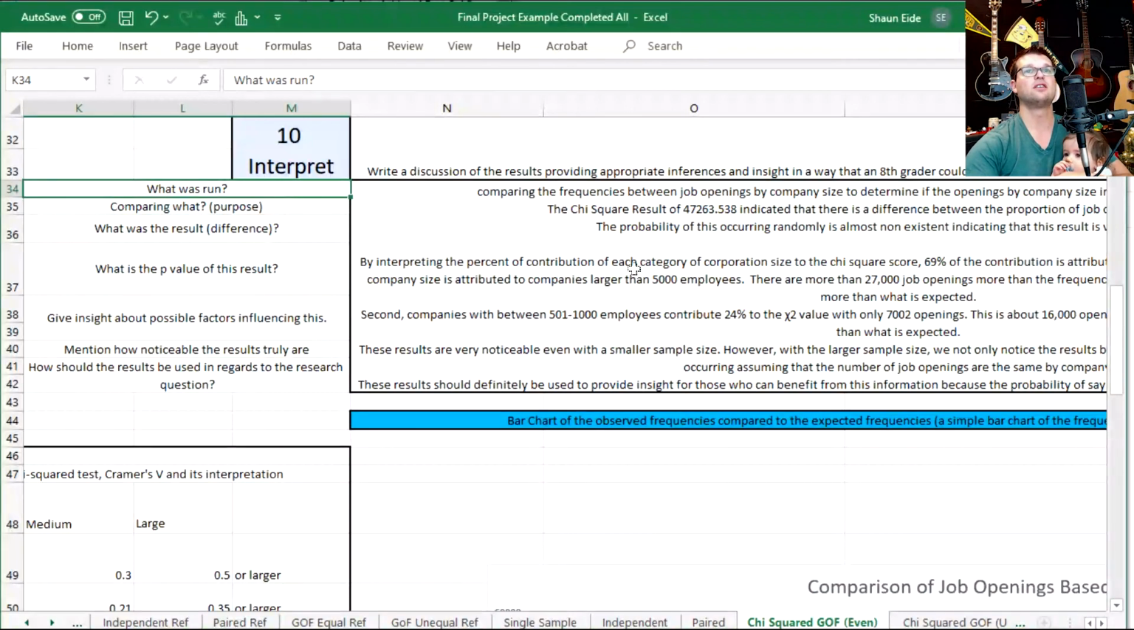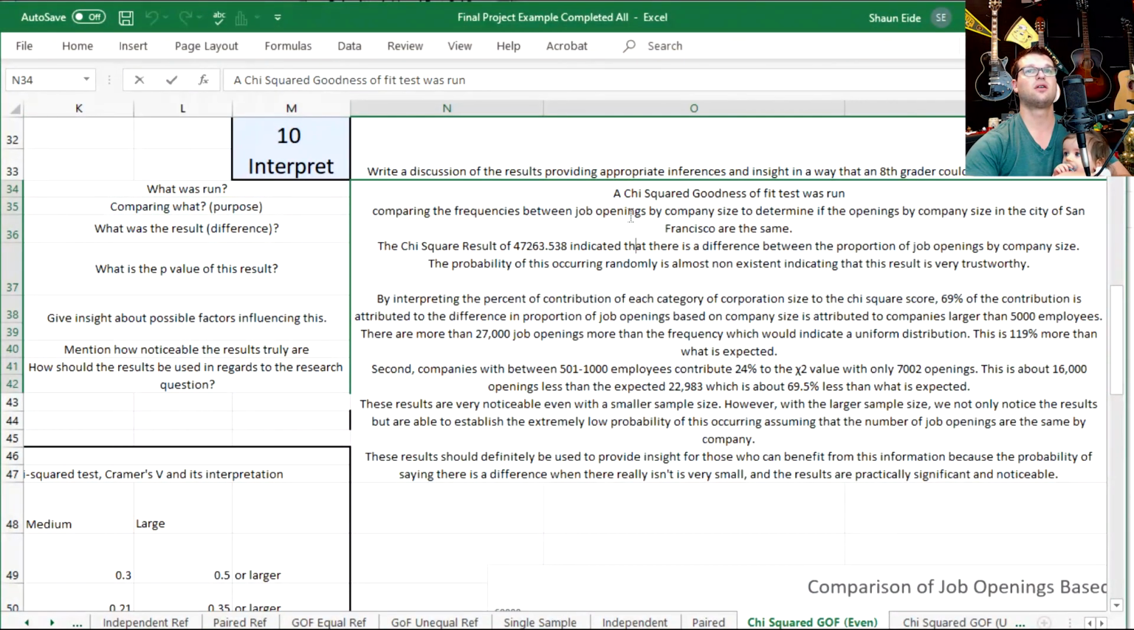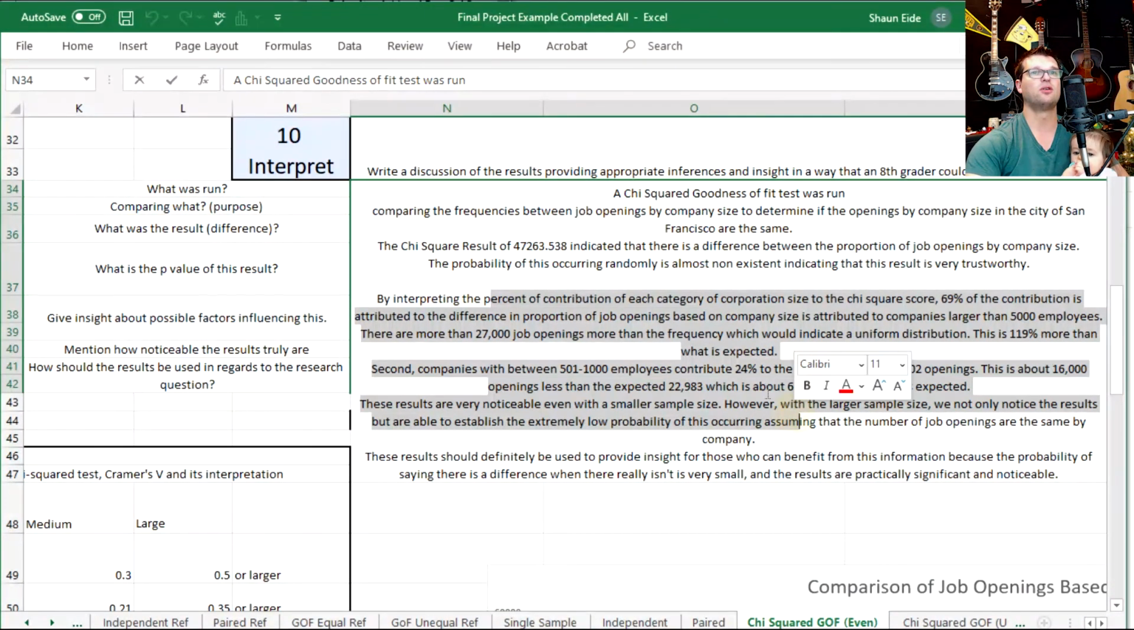Next, a chi-squared goodness of fit test was run. So essentially all that I did here was compare the result and the p-value to give insight about possible factors. We already did the majority of this. By interpreting the percent contribution of each category, 69%, it says, this is what contributed to it. These results are very noticeable. So these are the factors that are contributing.